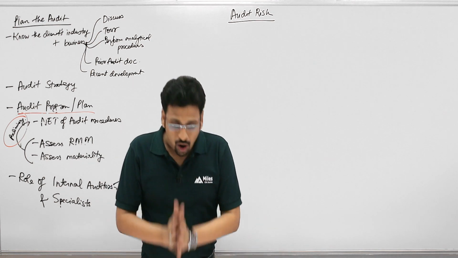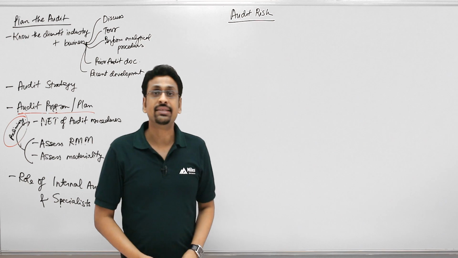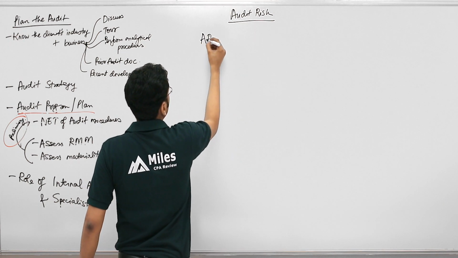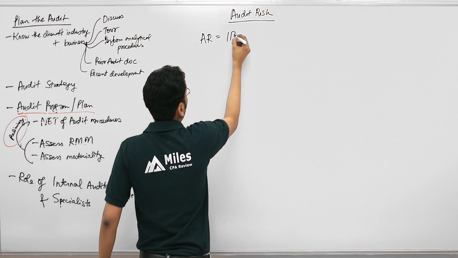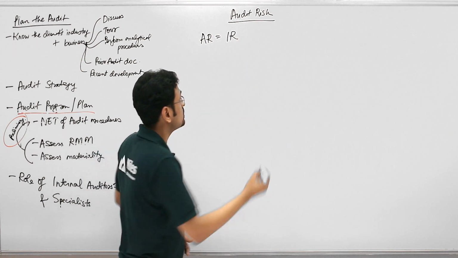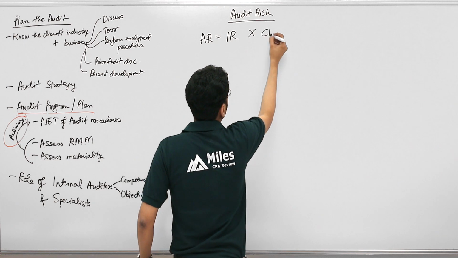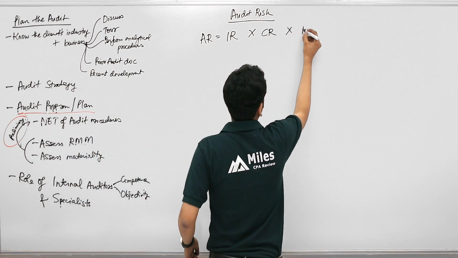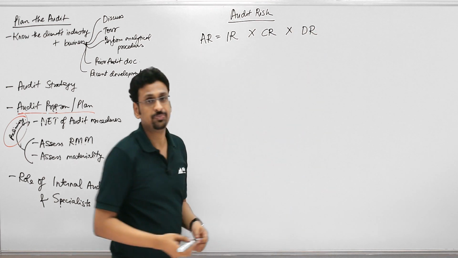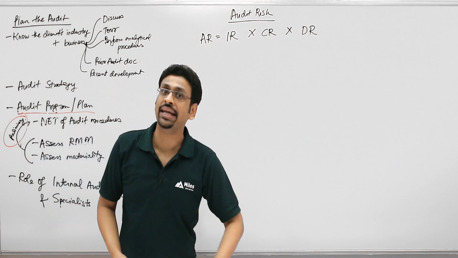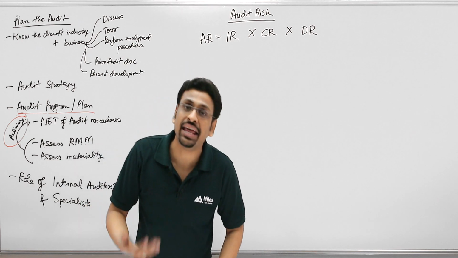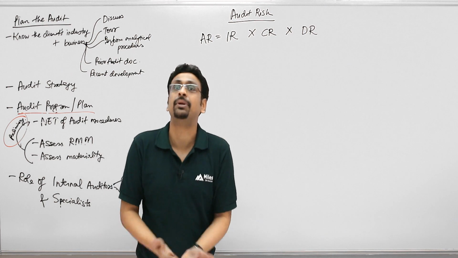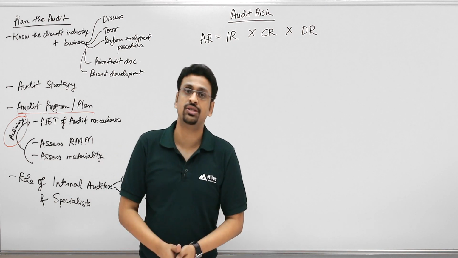So, audit risk consists of three elements. So, you have audit risk or AR, which is equal to IR, or inherent risk, into CR, that's control risk, into DR, this one's detection risk. So IR or inherent risk is the risk inherent, assuming no internal controls exist. It's how susceptible is the element to risk.